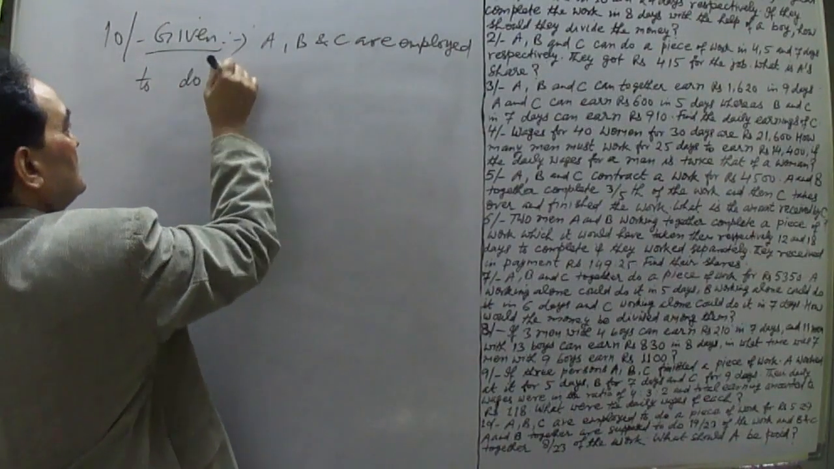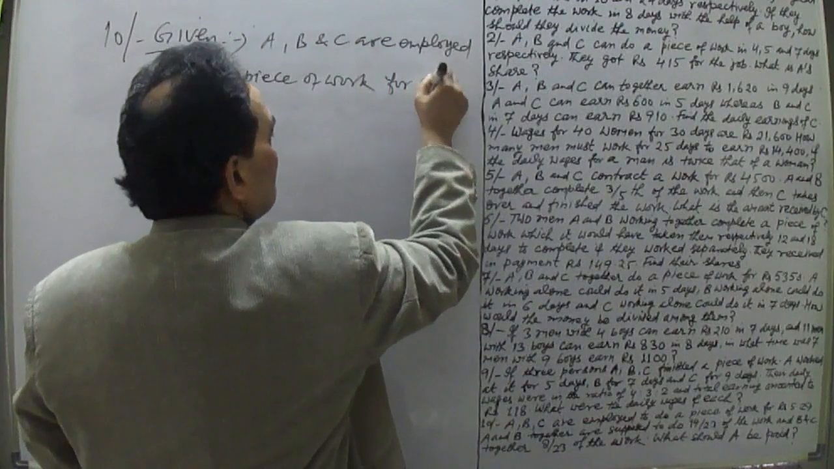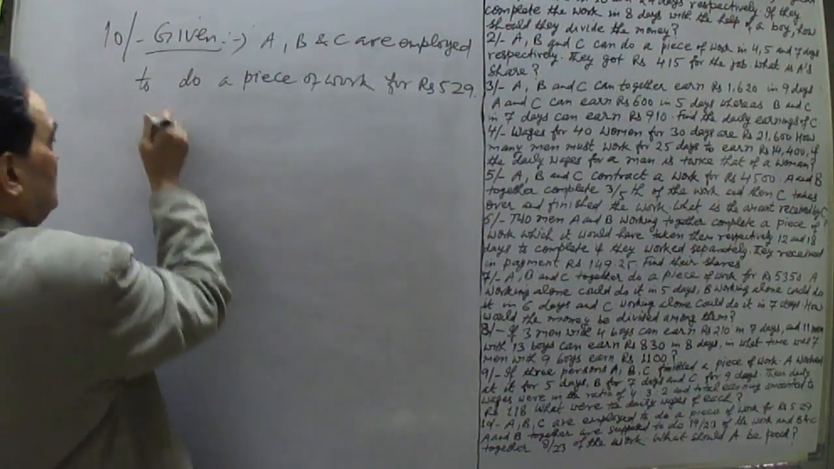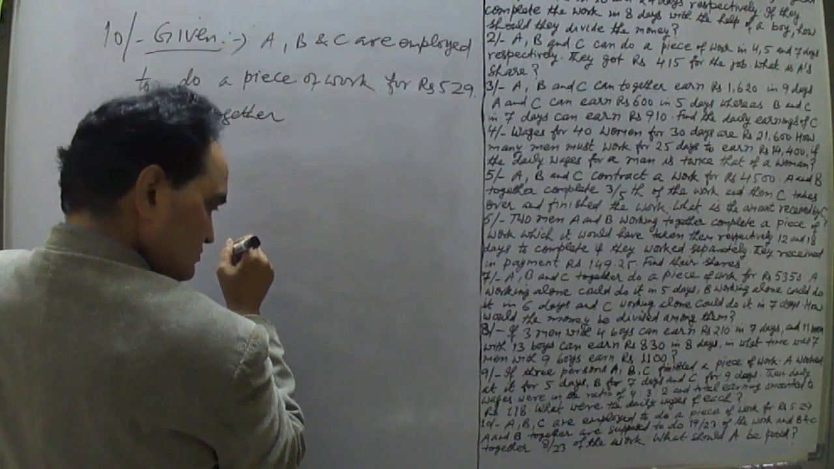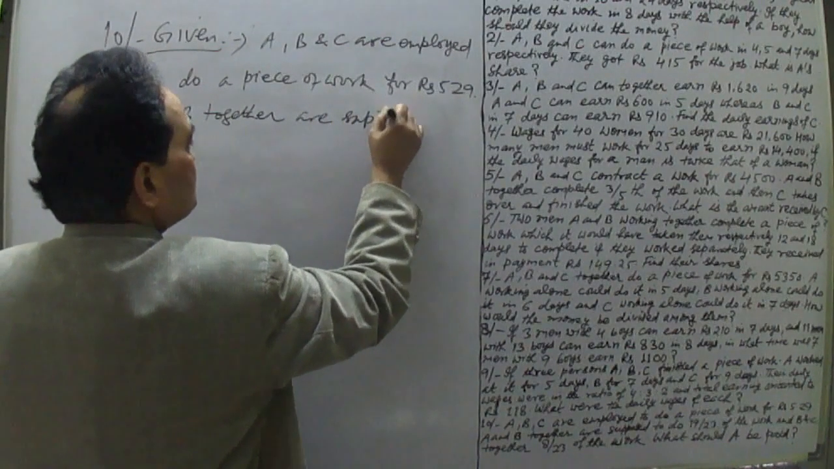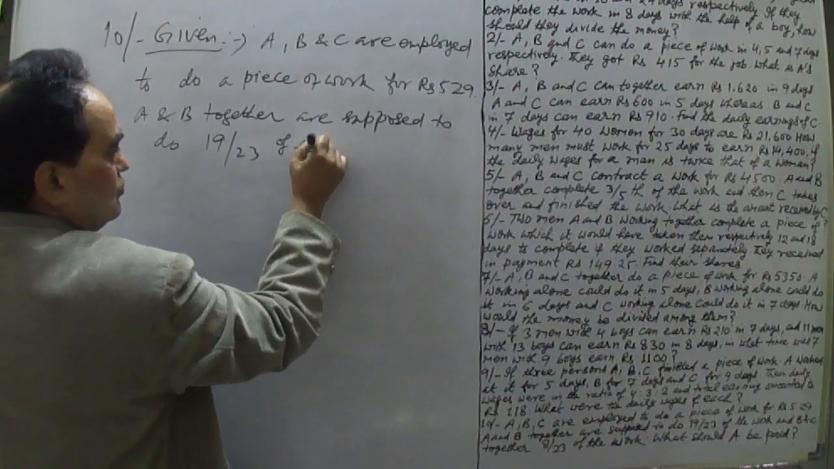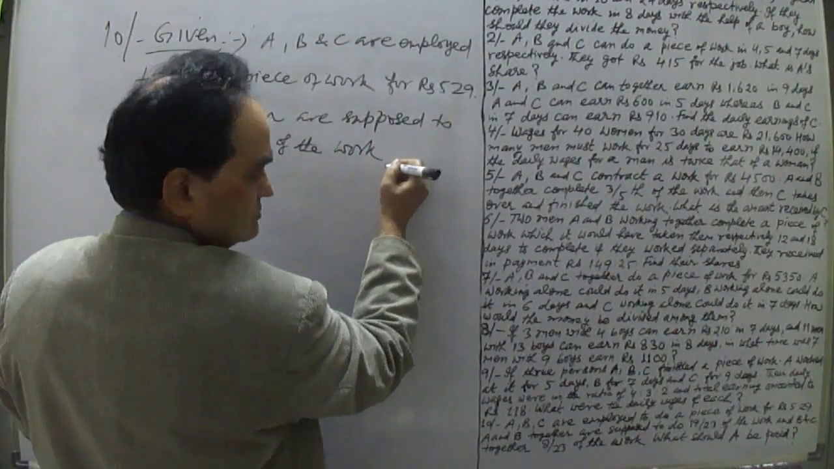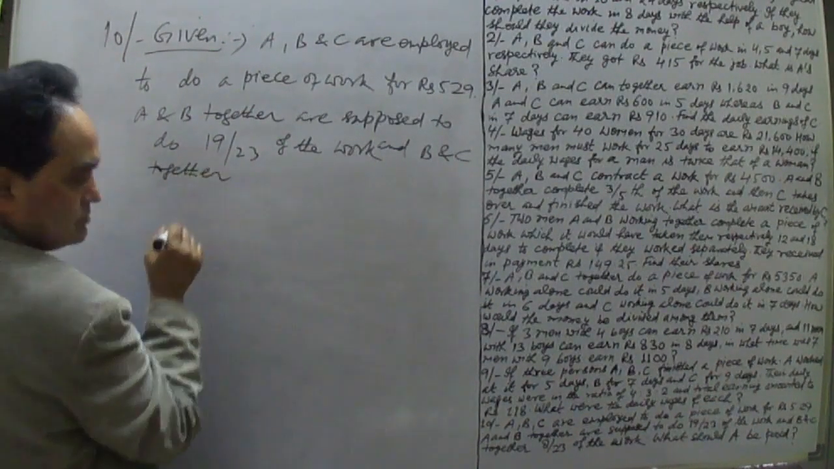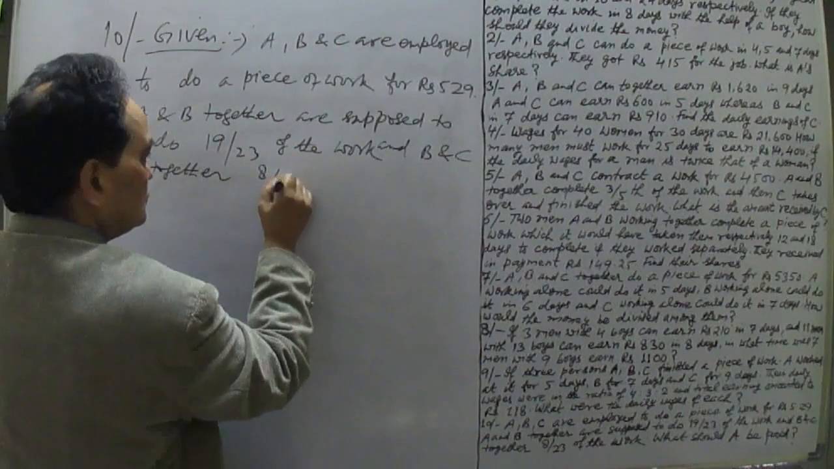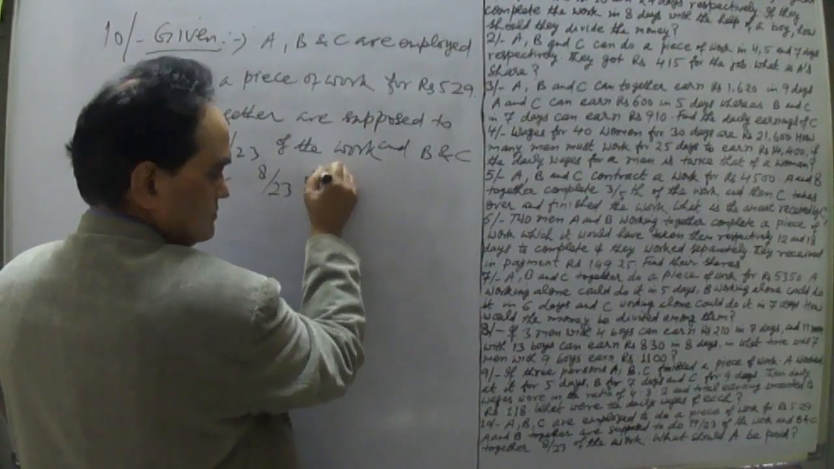to do a piece of work for rupees 529. A and B together are supposed to do 19/23 of the work, and B and C together 8/23 of the work.